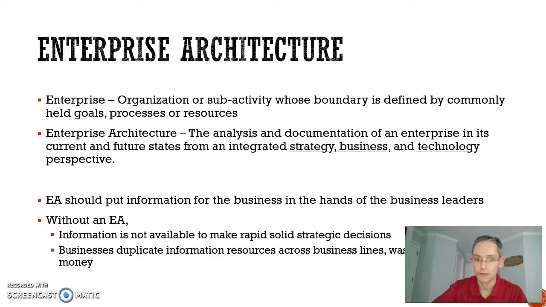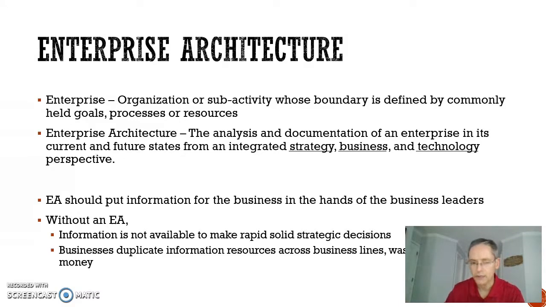Enterprise architecture, we'll get into a little bit later in the course. But basically what we're talking about there is that, all right, if we need to manage that information, let's look at our enterprise, the organization, the sub-activity or whatever it is that we're looking at as a whole that we need to get information managed through. Then the architecture says, all right, what's the analysis and documentation of that enterprise in terms of current and future states from a strategy, business, and technology perspective? The EA puts all that information for the business in the hands of business leaders. And it says, here's how we're going to manage the information. Here's the architecture of the system that will allow us to be competitive in the future going forward.